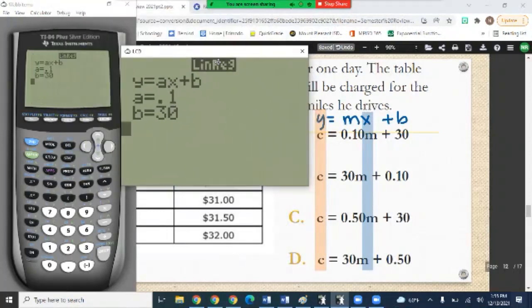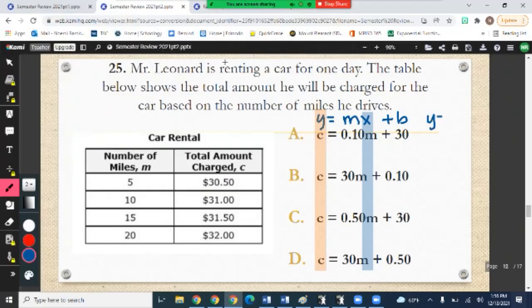How do you put it together? A is your slope, so 0.1 what? X plus what? And that matches with which one? A. 0.1 is your slope. There's my slope. 30 is my y-intercept. Match it up.